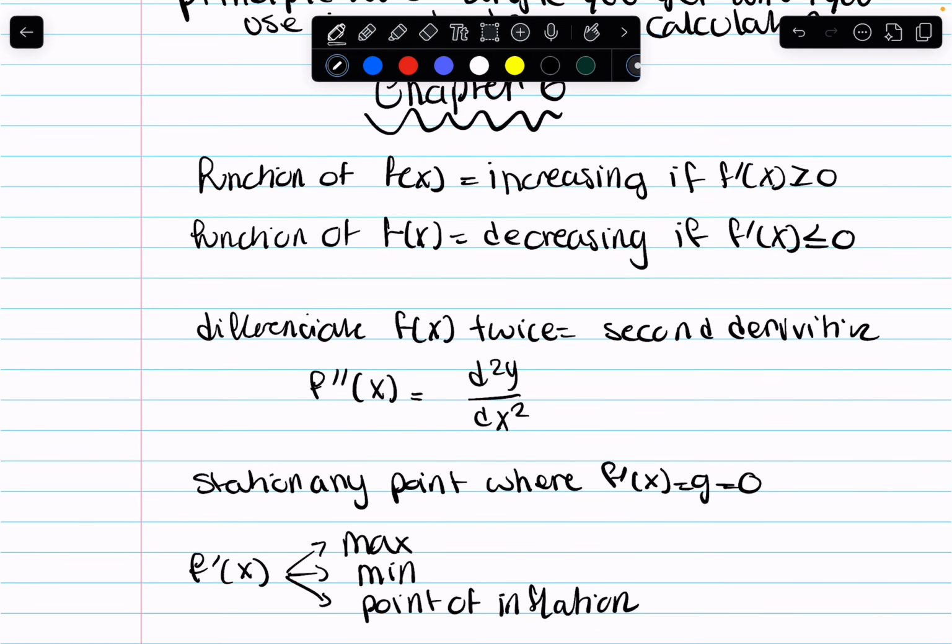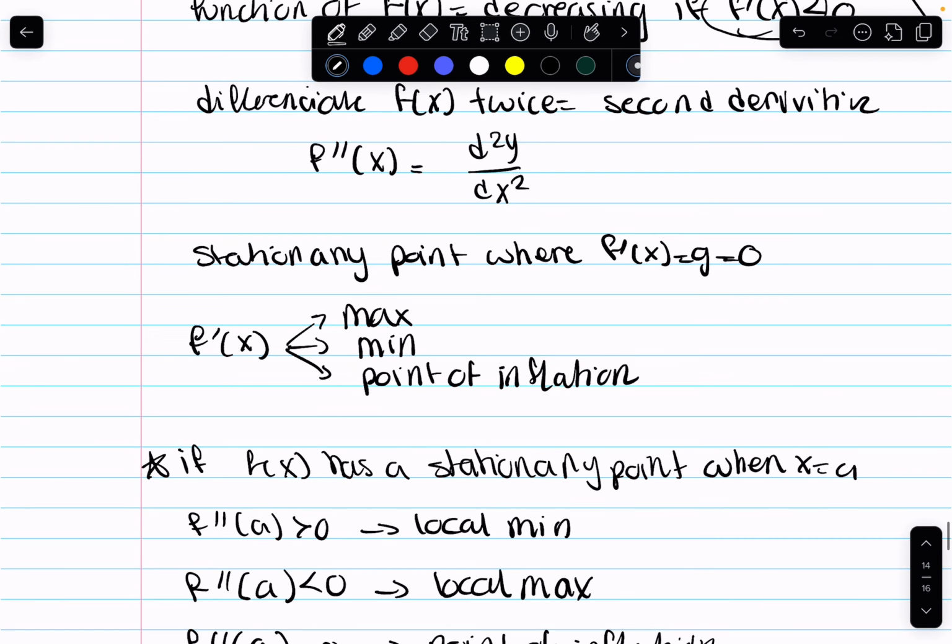Chapter 7. Function of f of x. If f prime of x is bigger than or equal to 0, then it's increasing. If it's smaller than or equal to 0, it's decreasing. Why? Because if you have a positive gradient, that means your function is increasing. If you have a negative gradient, it's decreasing. And we know f prime of x is the gradient.